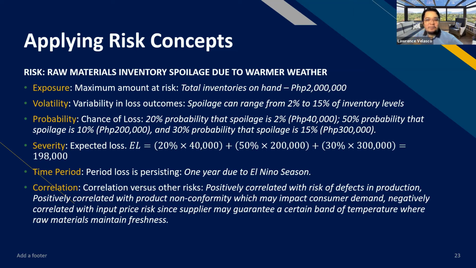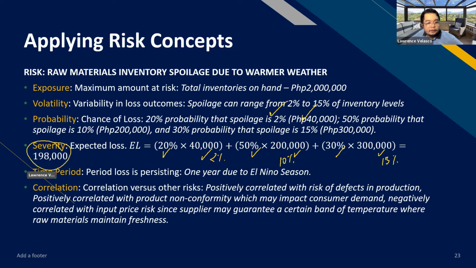20% yung probability that the spoilage is 2%, 50% yung probability that the spoilage is 10%, 30% yung probability that the spoilage is 15%. Now, the severity is the expected loss. So you simply get the expected values. So this is the first one, 20% probability na 2% ang spoilage, which is 2% of 2 million. 50% times 10% of 2 million, and 30% times 15% of 2 million. And so that's your severity.